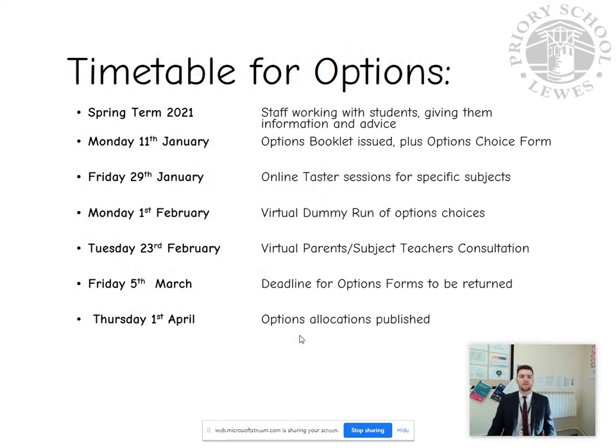So here is our timetable for options. We're already working with you, giving you advice, hopefully. The options booklet is being issued today. You've got this video, and you've also got the form. We're going to have online taster sessions. Unfortunately, we cannot have you having the subjects in school at the moment, so we're going to ask each teacher to run a session. You sign up for that session and learn a bit more, for example, about sociology, photography, media studies, those subjects that you haven't done in Key Stage 3.